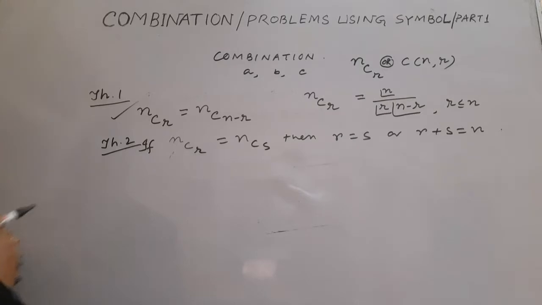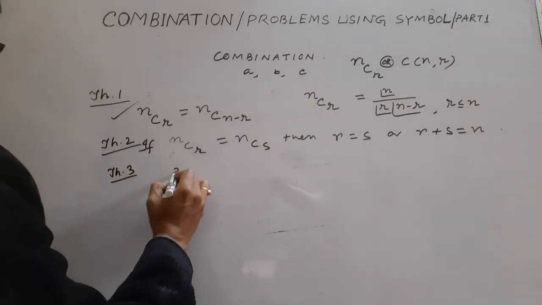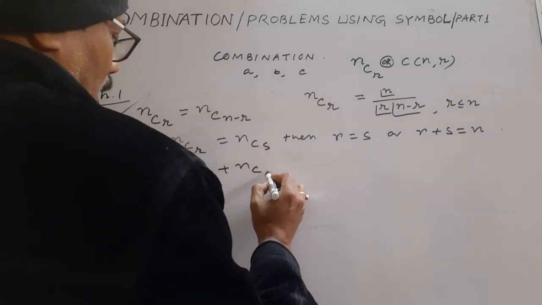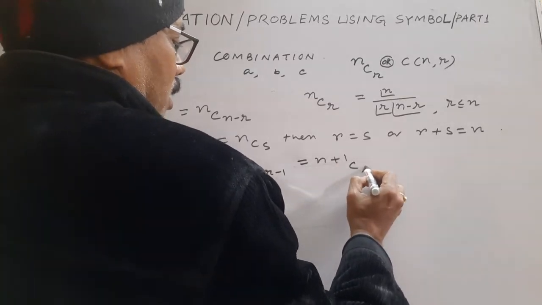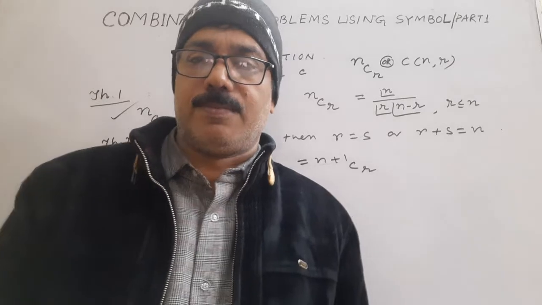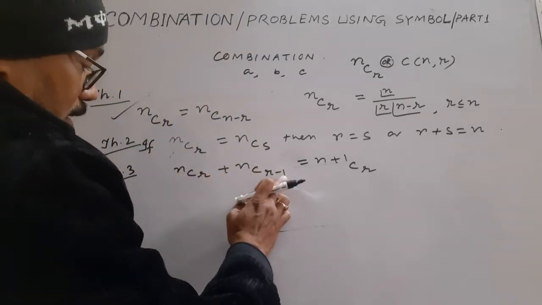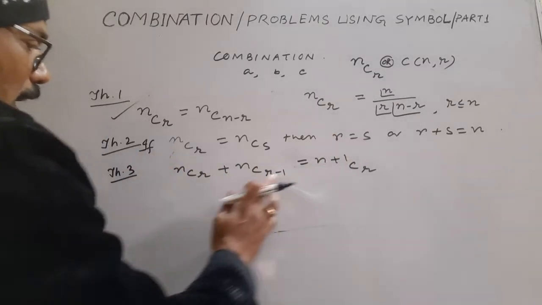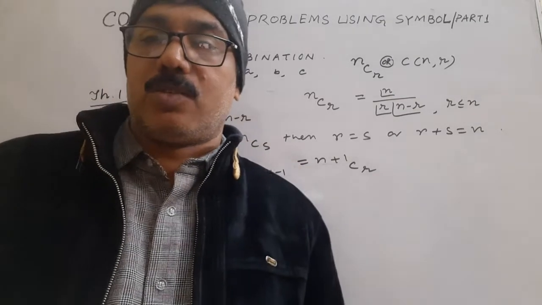Next, Theorem 3: nCr plus nC(r minus 1) equals (n plus 1)Cr. The upper suffixes are the same and the lower suffixes differ by 1. So add 1 to the upper suffix, and the lower suffix is the greater of r and r minus 1.